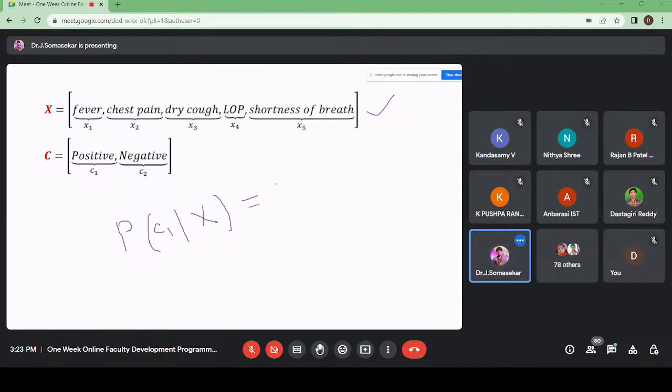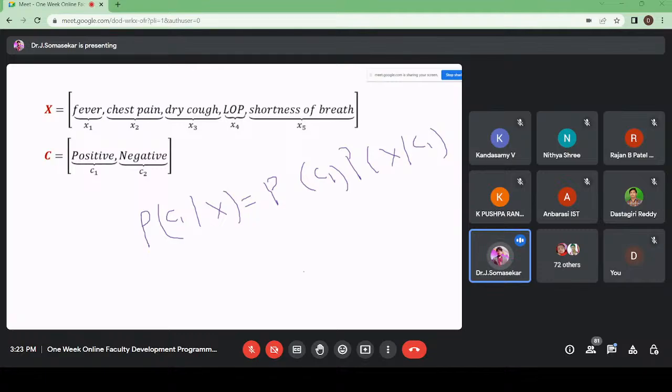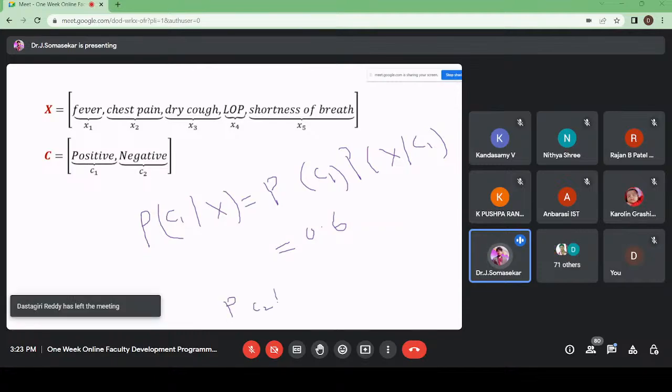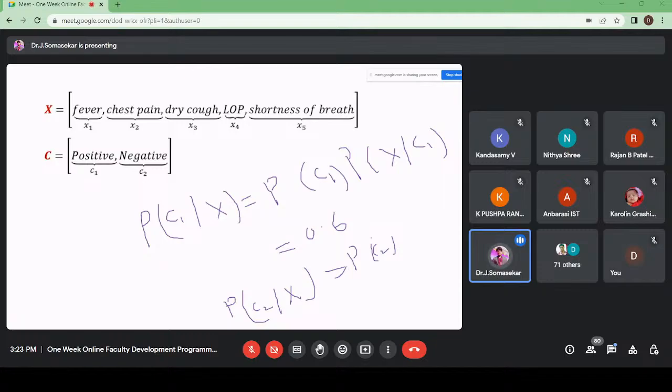What is the formula here? We have to calculate the probability of class 1 given feature vector X. For that, we have to calculate the probability of C1 into the probability of X given C1. This probability we have to find. Let us assume 0.6. I'm not explaining in detail how to calculate it, I'm just writing 0.6. Next, the probability of C2 given X. Similarly, the probability of class C2. This data we already have available, as shown in the previous data.